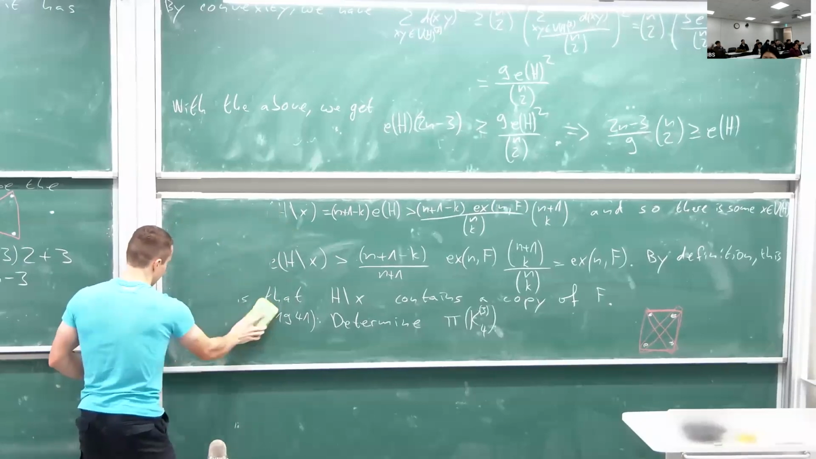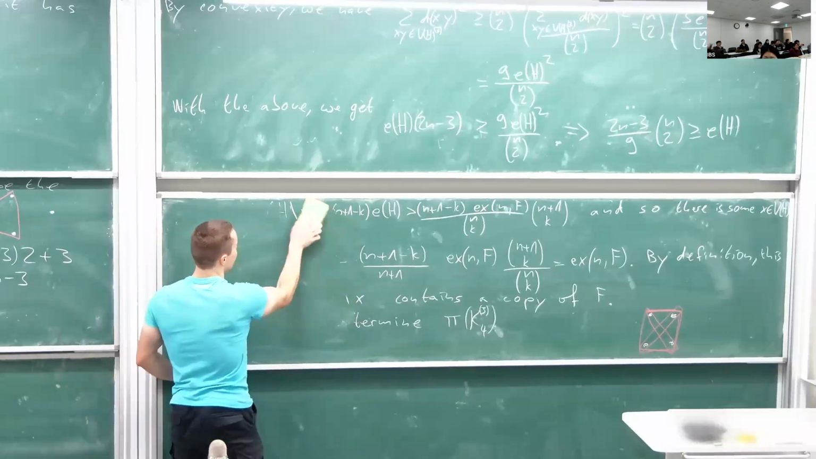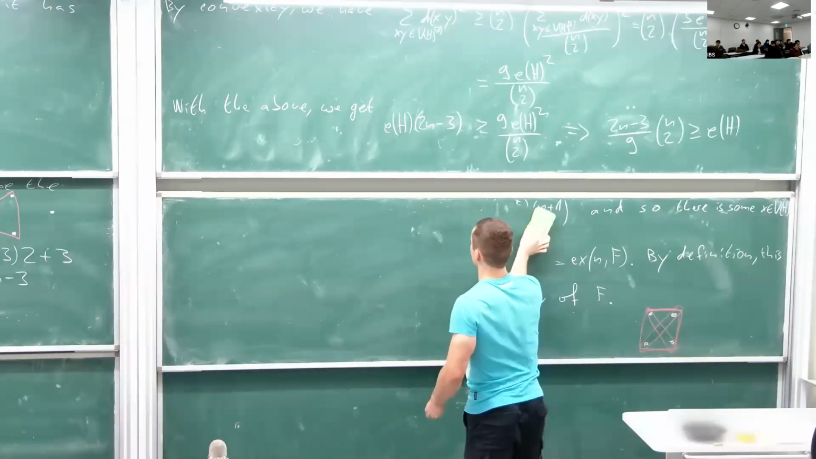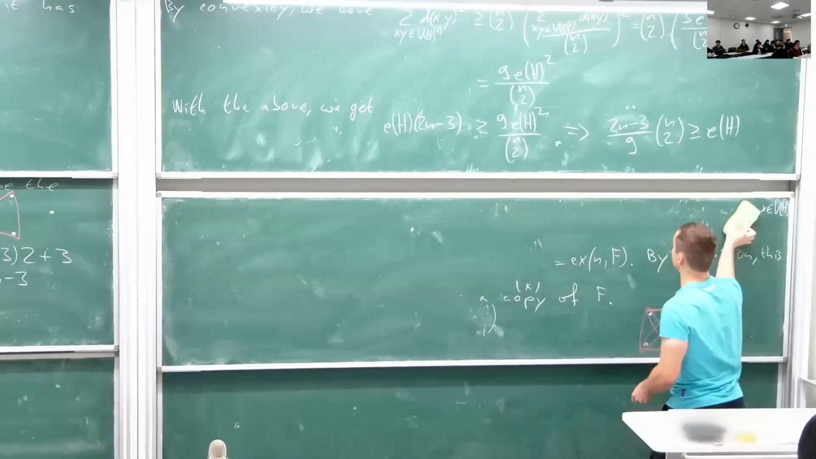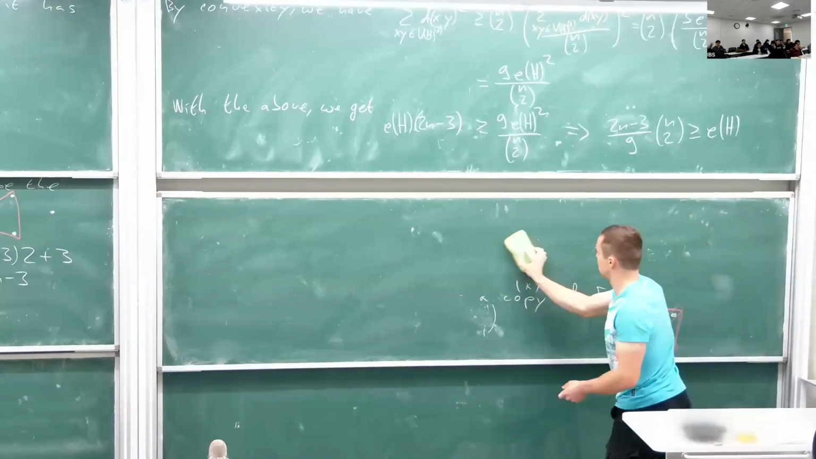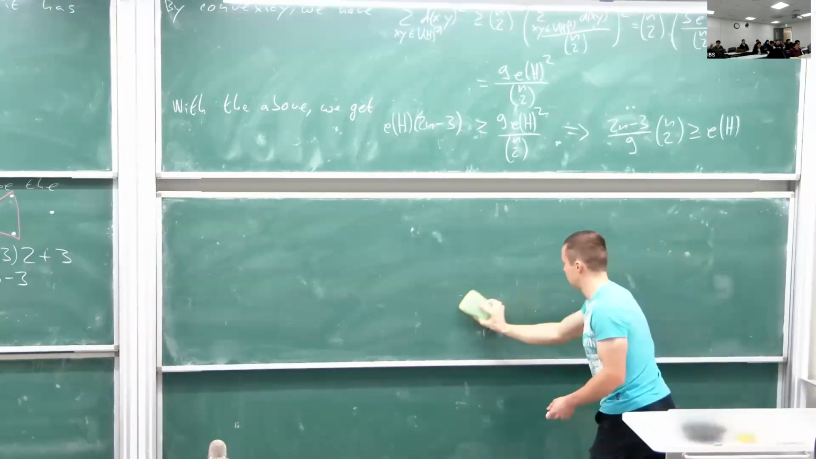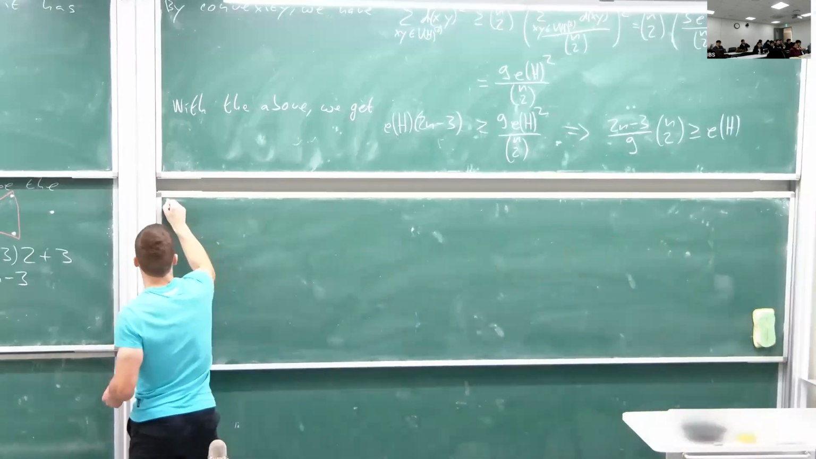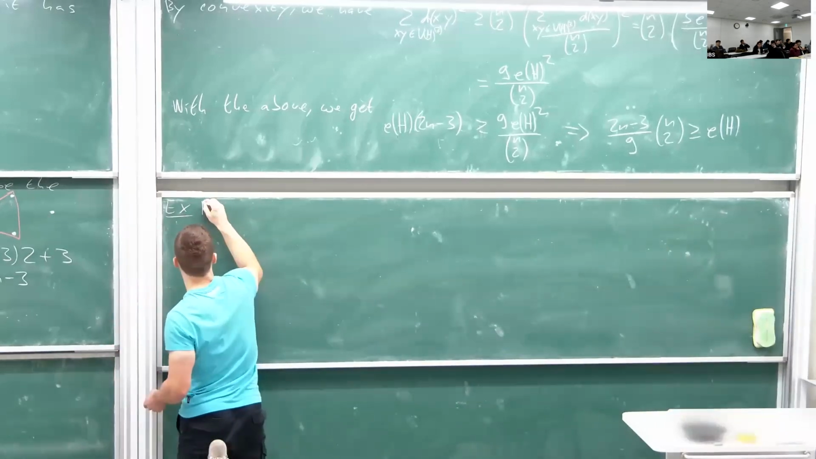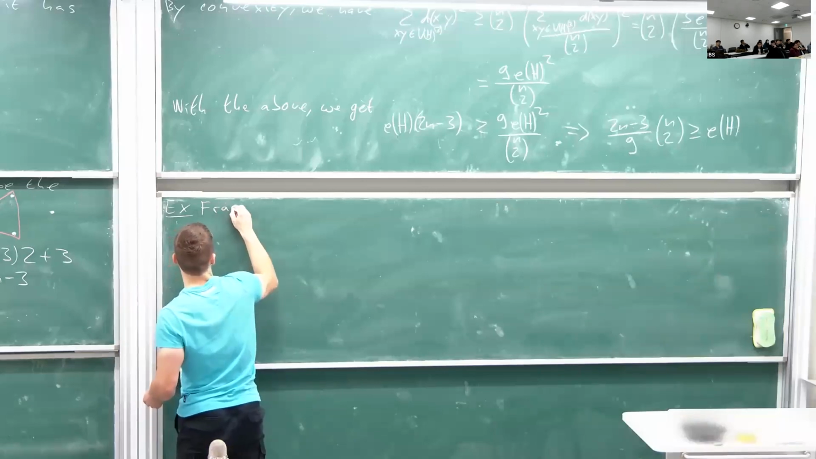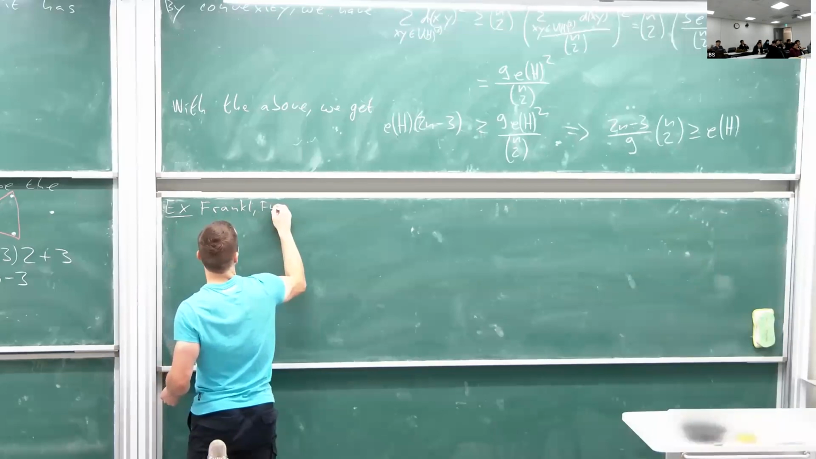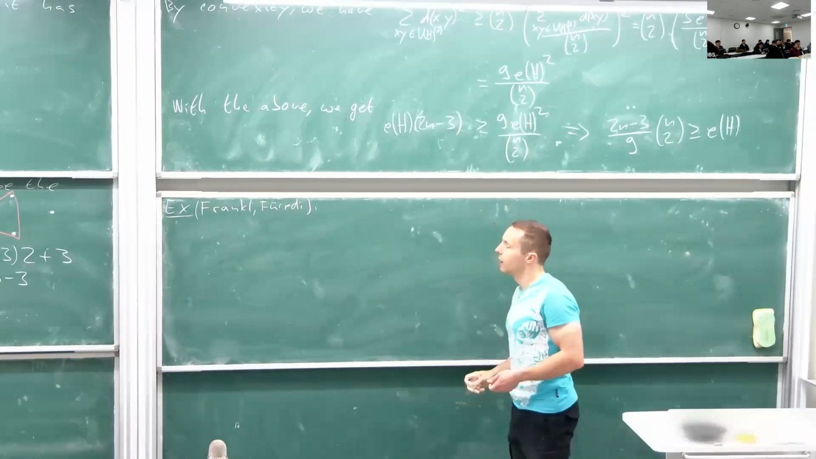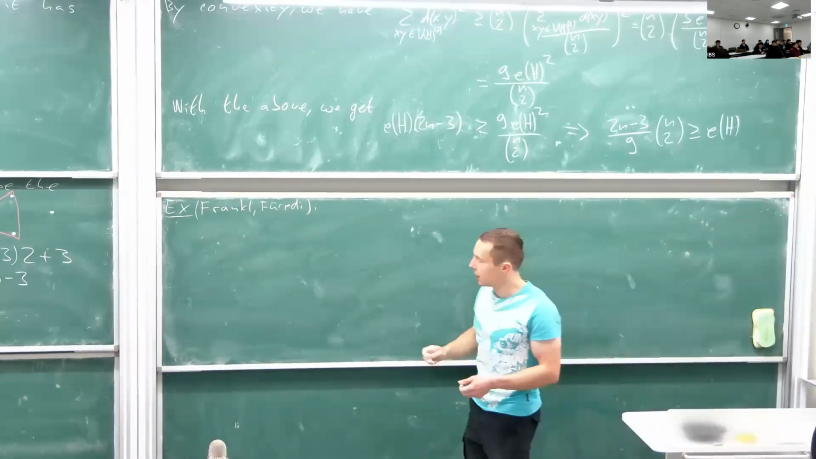So let's give some construction that gives us a lower bound, and then let's say some basic simple argument that gives us some upper bound. So this example is due to Frankl and Füredi. And so this example is a little bit more complicated.